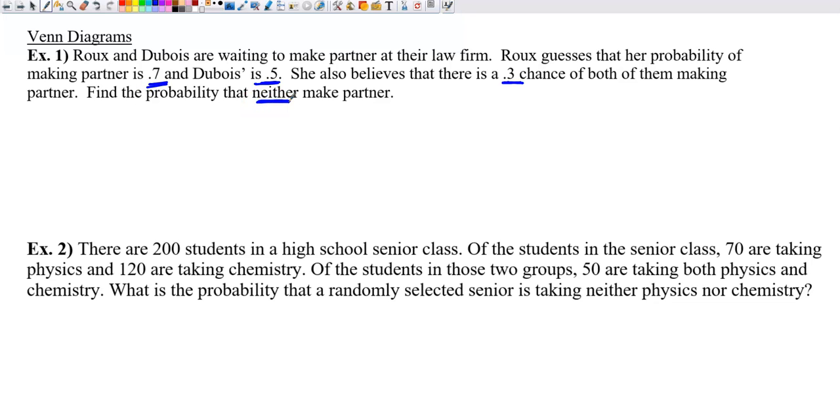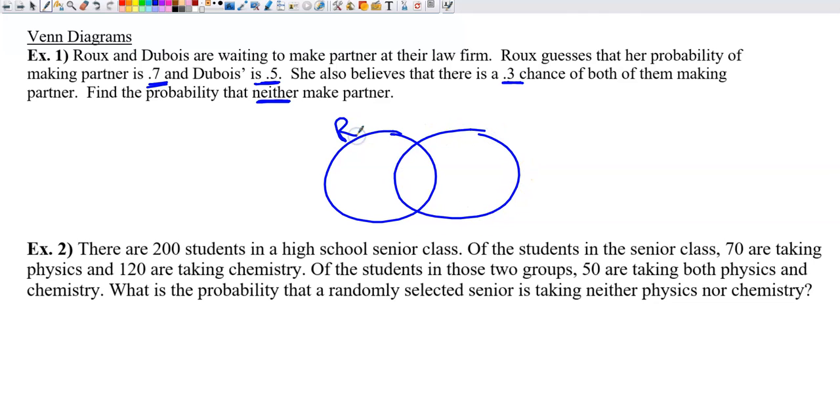Okay. So you're going to have to, again, I've told you practice is important. You're going to have to think about how the problem is presented to you, and then you'll start getting a feel for, wait a sec, this sounds like a Venn diagram problem. There is a chance that Rue makes partner. There is a chance that Du Bois makes partner. And there's a chance that they both make partner.